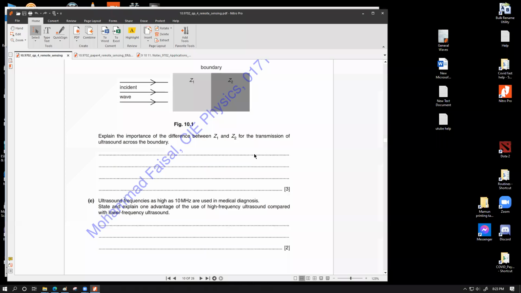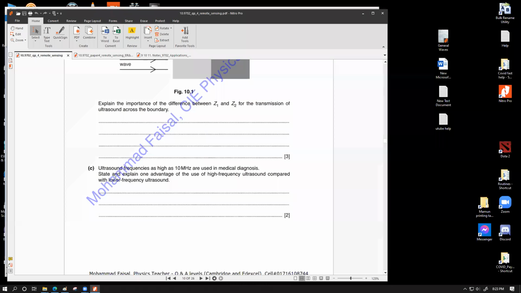Next is: ultrasound frequencies as high as 10 megahertz are used in medical diagnosis. State and explain one advantage of the use of high frequency ultrasound compared with low frequency ultrasound. High frequency ultrasound can be used to detect a very detailed view of extremely small parts or portions of an image, or you can say that this gives us a much higher definition ultrasound image or small pixel size. However you say it, high frequency waves can help you detect small structures compared to low frequency waves for the same intensity.